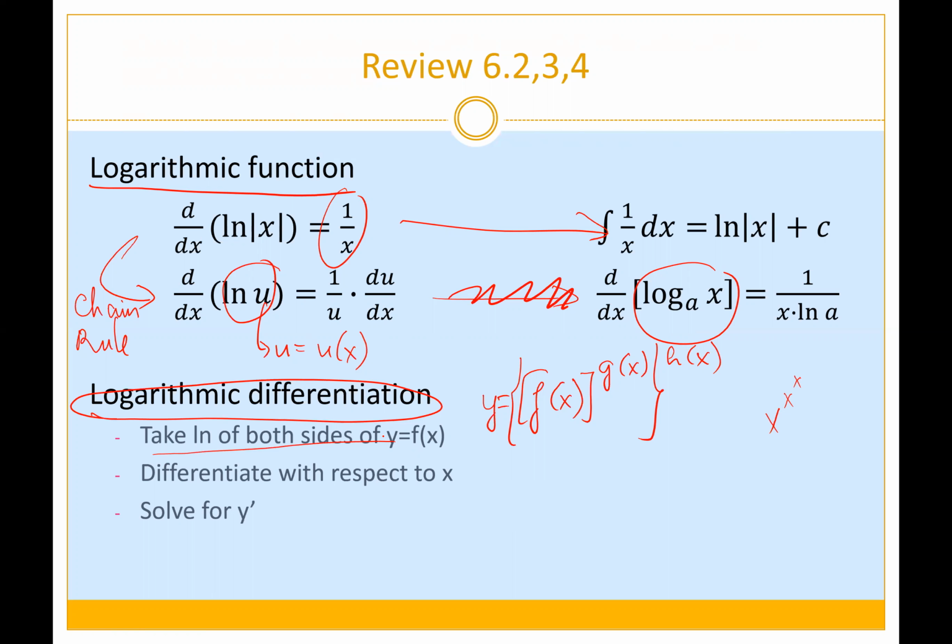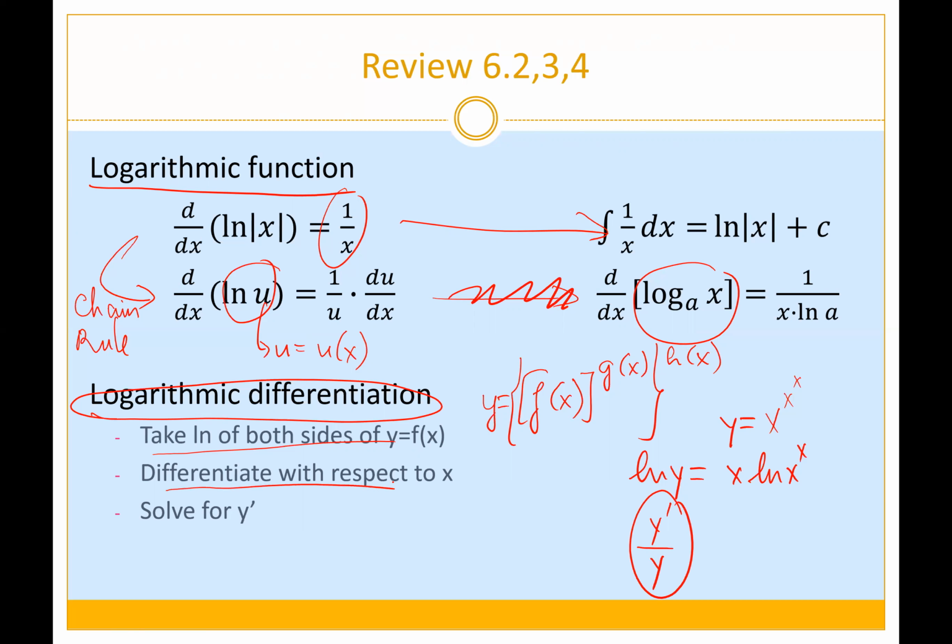You take ln of both sides. So if you take ln of both of these sides, you're gonna have ln of y equal to x ln of x to the x. And by continuing to do the same thing, you can eventually simplify it to the case where you can take the derivative of both sides, and then you have something with this term. Then you can find what y prime is.